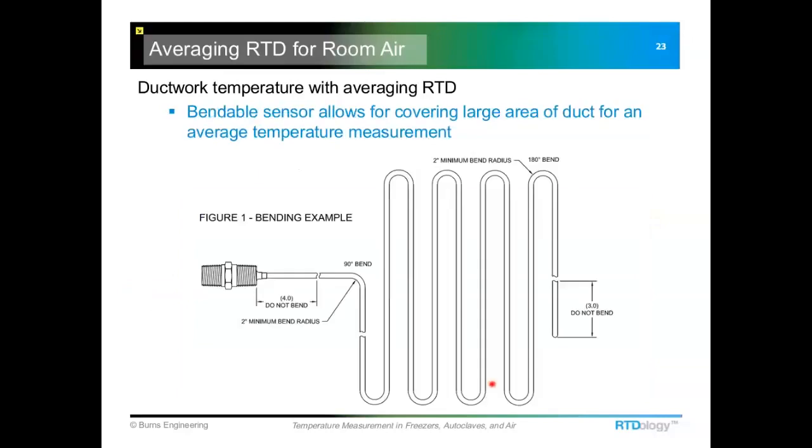One thing I didn't mention here was that a lot of averaging probes like this will have you specify a non-sensitive length. And that is just to get the sensitive portion of the averaging sensor through that boundary layer and into the clean flow. This one looks like it has about a 4-inch little dead space there.